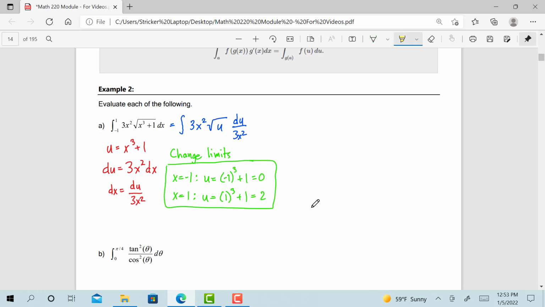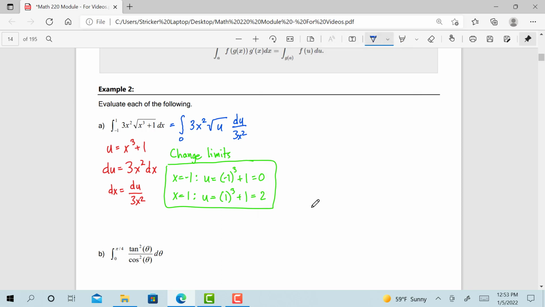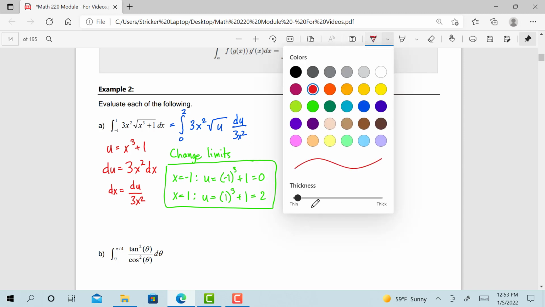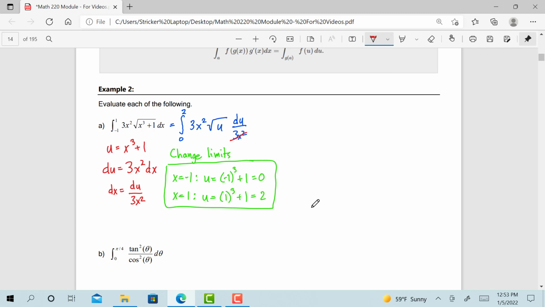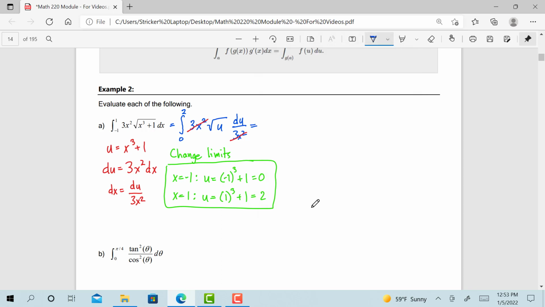And so we can go ahead and factor that into our problem. So the lower limit is now 0, and the upper limit is 2. Also note that the 3x squareds cancel, so this 3x squared cancels with this 3x squared. And so this whole integral gets a whole lot more simple. We now have the integral from 0 to 2, and all that's left is the square root of u, and I'm going to rewrite that again as u to the 1/2 du, and now we can simply just use the power rule.